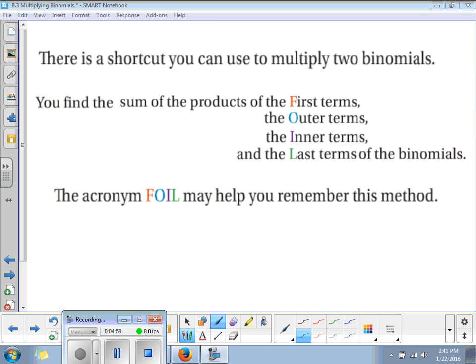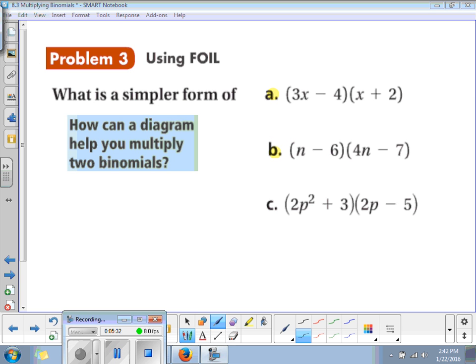The third way is a shortcut called the FOIL method. This one's my favorite. You'll find the sum, which means you're adding, of the products of the first terms, the outer terms, the inner terms, and the last terms of the binomials. FOIL, F-O-I-L. I learned the FOIL method when I was in school. Your parents probably learned it when they were in school. The acronym FOIL may help you remember this method. So problem 3 is using the FOIL method.